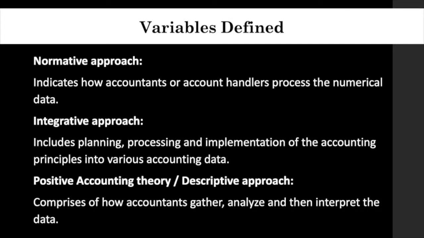There are three variables which are interconnected: the positive, integrative, and normative. Normative approach handles the processing of the numerical data by accountants. Then it leads to integrative approach in which planning process and implementation is included. Then it finally goes to the positive approach in which accountants gather, analyze, and interpret this data.